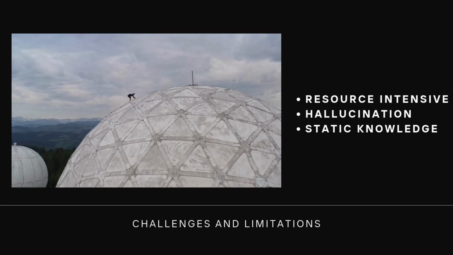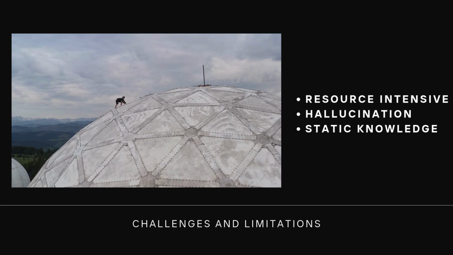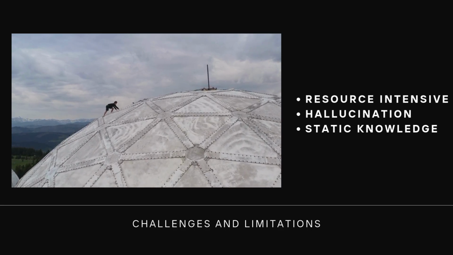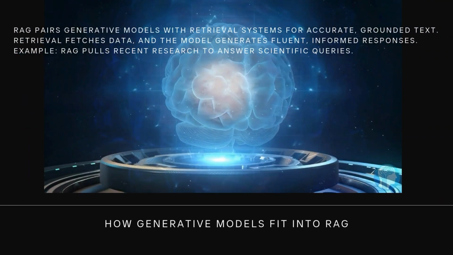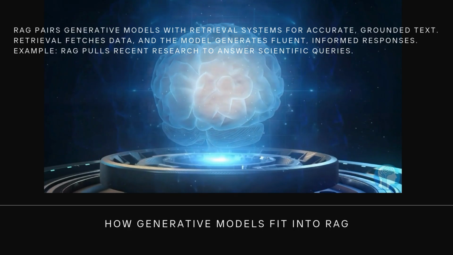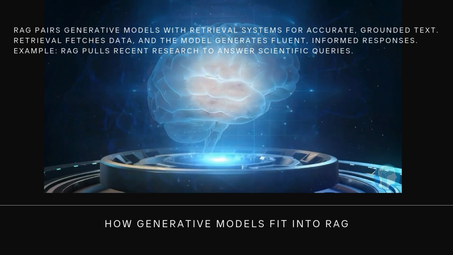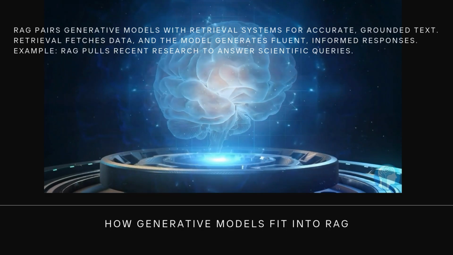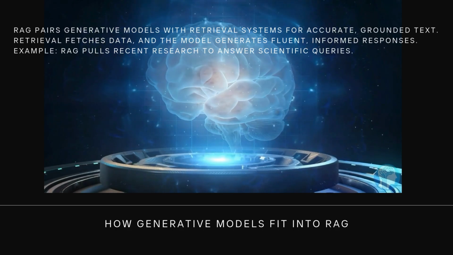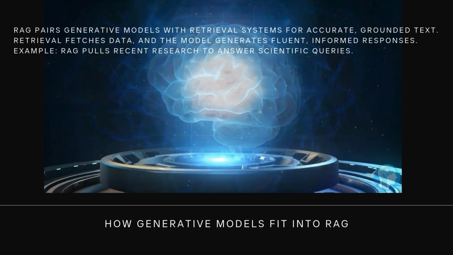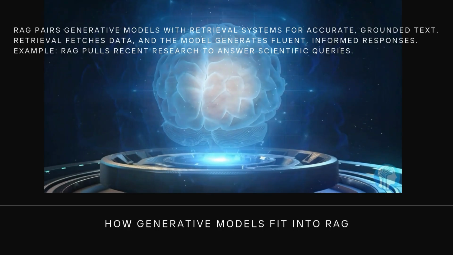By integrating retrieval mechanisms with LLMs, RAG ensures that generative models can access external knowledge, reducing hallucination and enhancing factual accuracy. How generative models fit into RAG. In the RAG architecture, generative models work alongside retrieval systems. The retrieval component pulls relevant documents or data, which are then fed into the generative model to produce grounded, accurate text. This symbiotic relationship allows it to leverage the fluency of LLMs while anchoring responses in real-world knowledge.